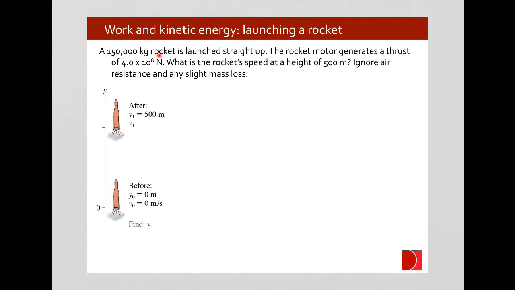A 150,000 kilogram rocket is launched straight up. The rocket motor generates a thrust of 4 times 10 to the 6 newtons. What is the rocket's speed at a height of 500 meters? Ignore air resistance and any slight mass loss.